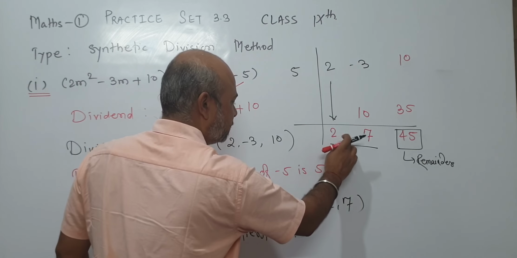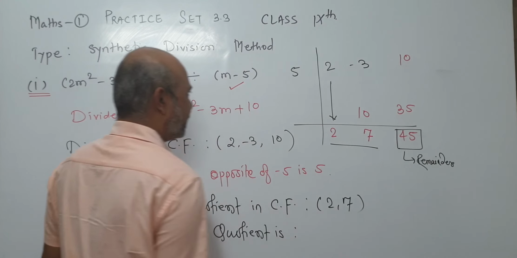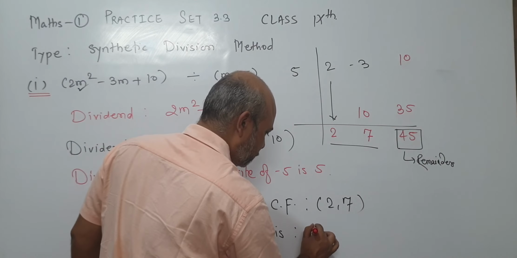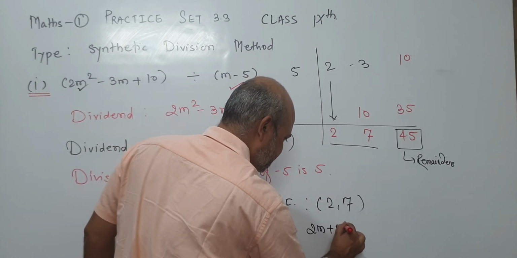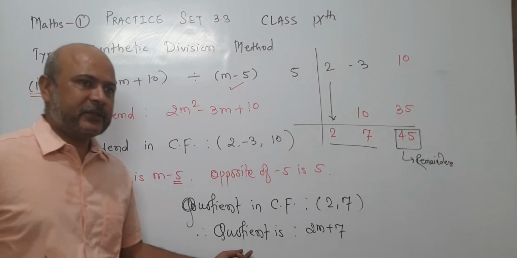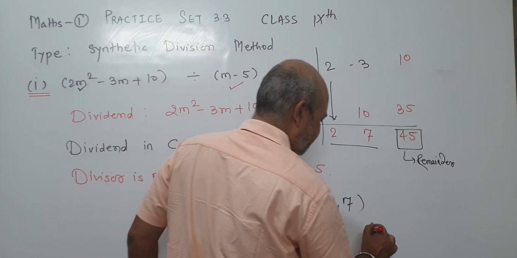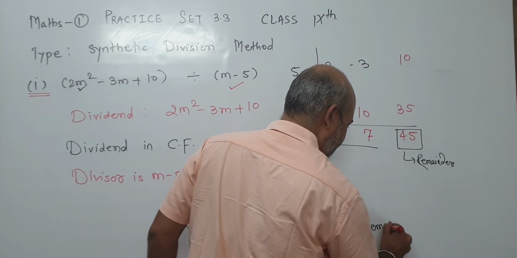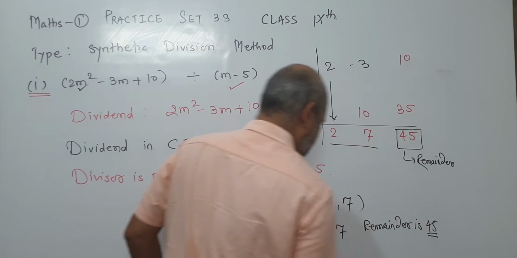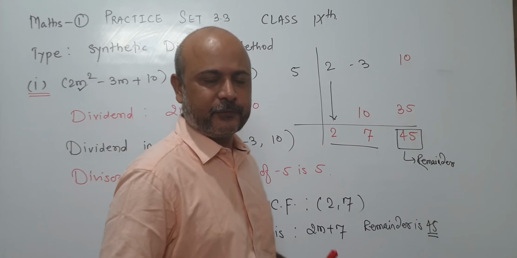Student, this is coefficient form, already in standard form, so you will use the variable m because the question is given in variable m. So you will write what? 2m plus 7. So your quotient is 2m plus 7 and remainder is what, student? Remainder is 45. So quotient is 2m plus 7 and remainder is 45.